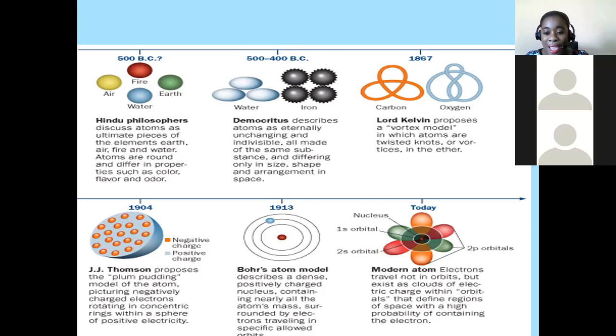And then today, guys, we have the modern atom. Now, electrons travel not in orbits, but exist as clouds of electric charge within orbitals that define regions of space with a high probability of containing the electron. So in today's model, we believe that the nucleus is in the center of the atom, and surrounding that we have electron shells that contain the electrons. The protons and the neutrons are inside the nucleus, and outside on the shells we have electrons. So that's what a modern model of the atom looks like.